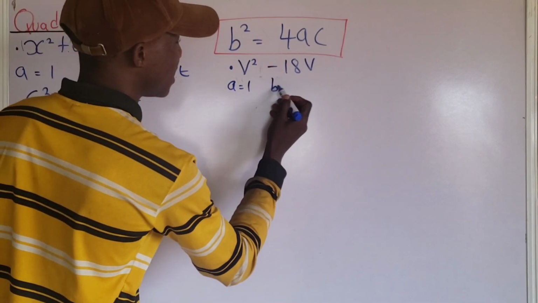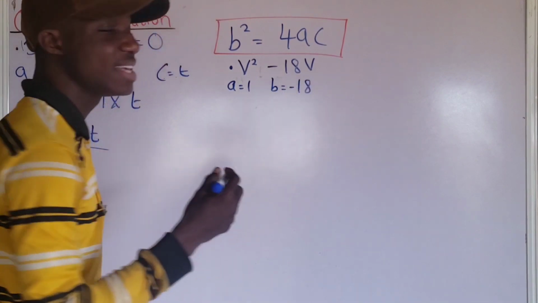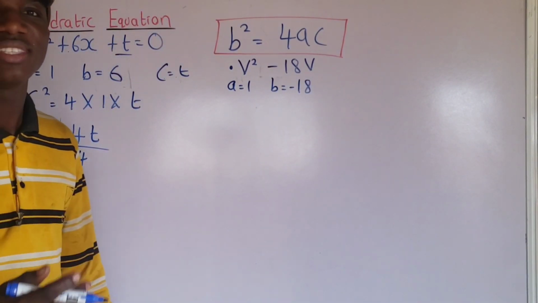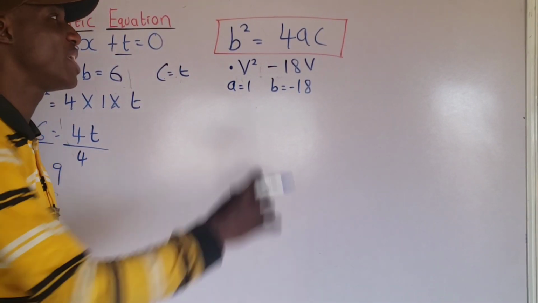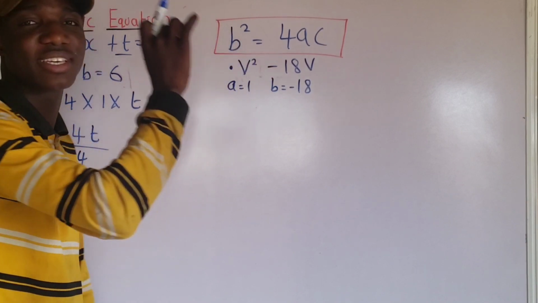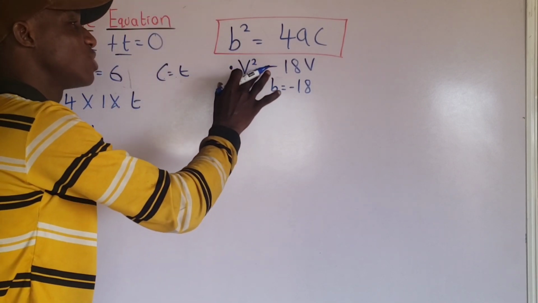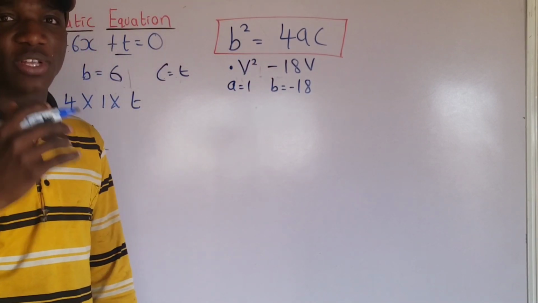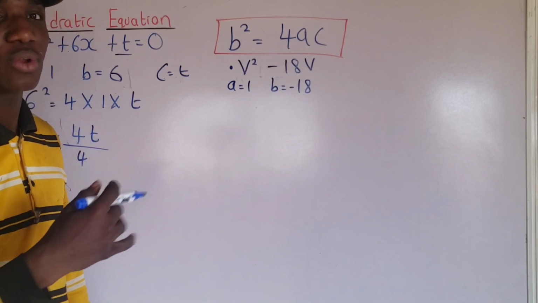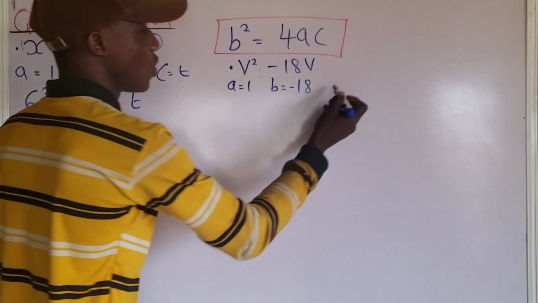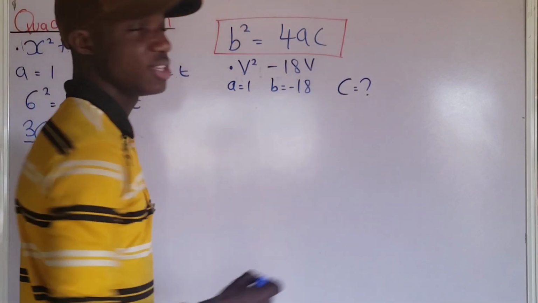So b is equal to negative 18. And c is what we are looking for. C is that term that, when we add it to this quadratic expression, it will be a perfect square. You understand? That value that we are looking for is c. So c is unknown.